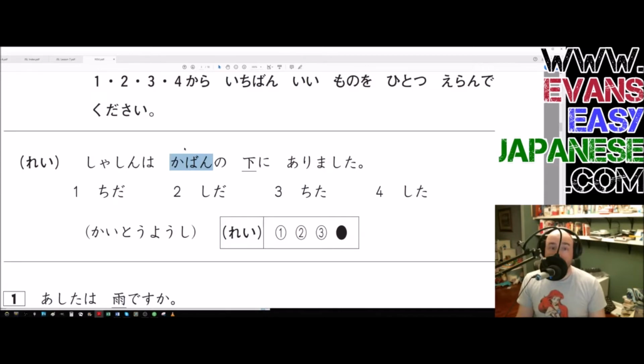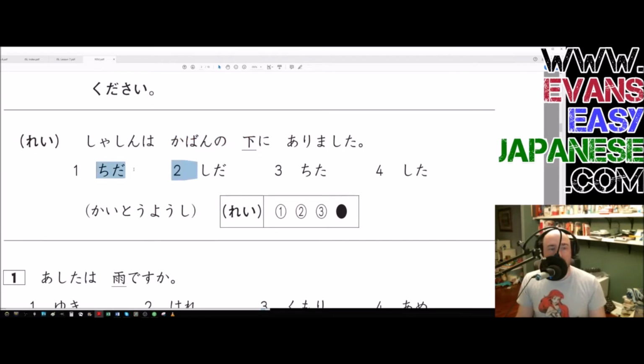Kaban is a bag. I'll give you a hint. It means under or below. Ni arimashita. So as for the photos, they existed underneath the bag. Notice how this word is being modified by bag, and it means under. Anyway, chida, that's wrong.